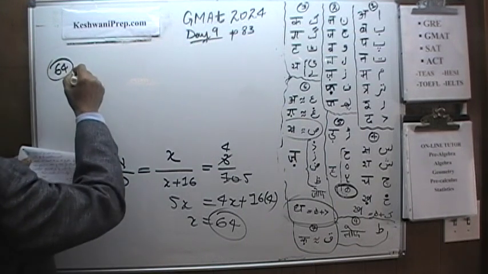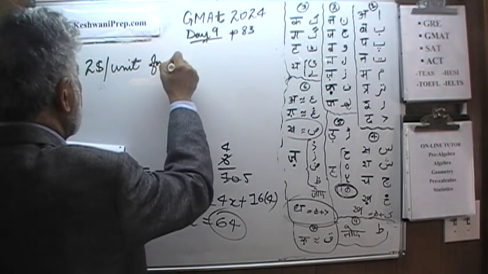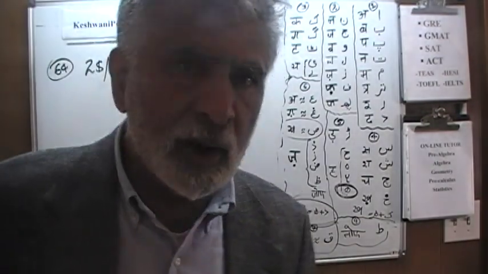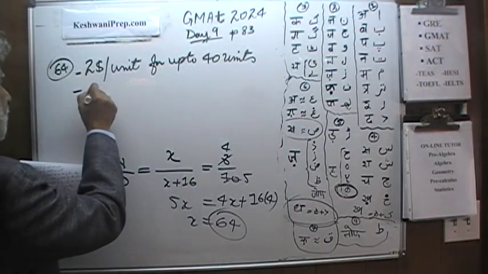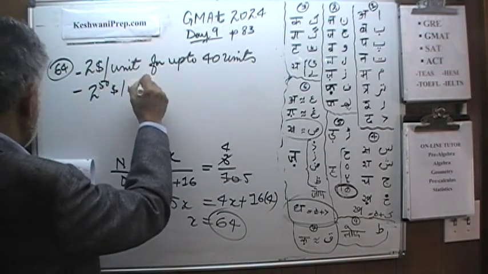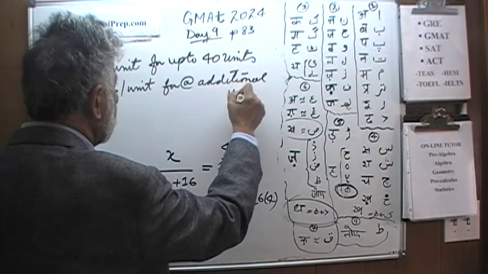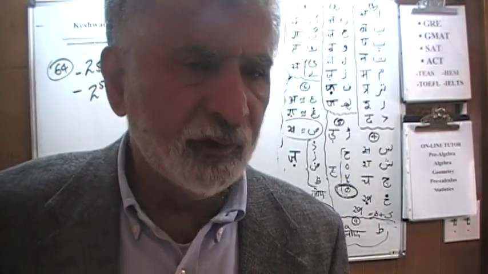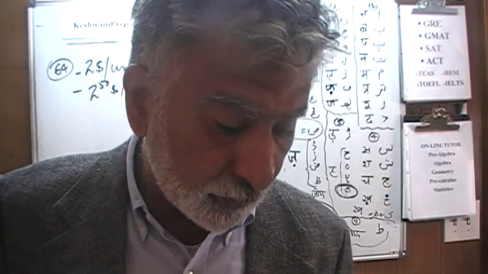64. We are told that we're going to get paid $2 for every unit we make, up to 40 units. For each additional unit that we make above and beyond 40 on a given day, we're going to get $2.50 for that unit. So we're working on our assembly line, we're putting something together. For the first 40 units in a given day, our boss is going to pay us $2 for each unit that we make. Anything above 40, we're going to get $2.50.